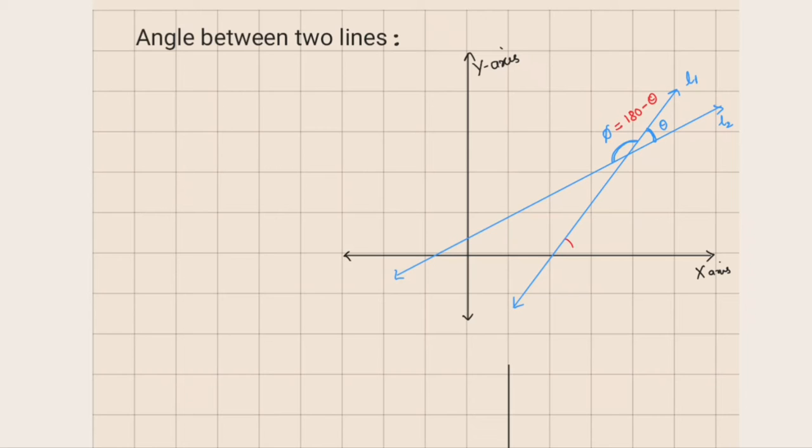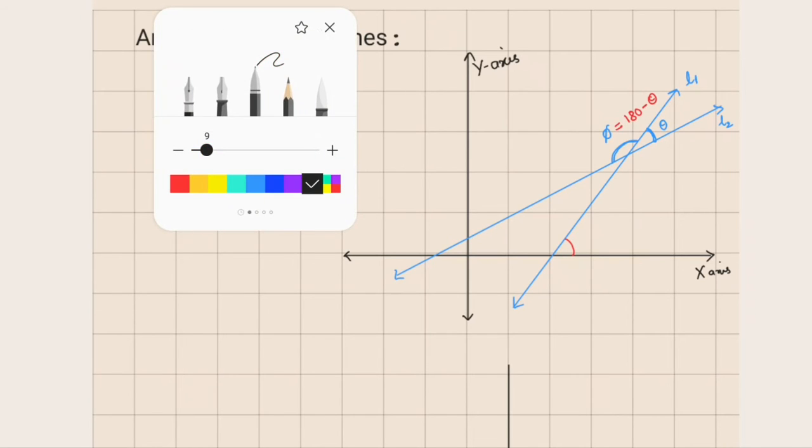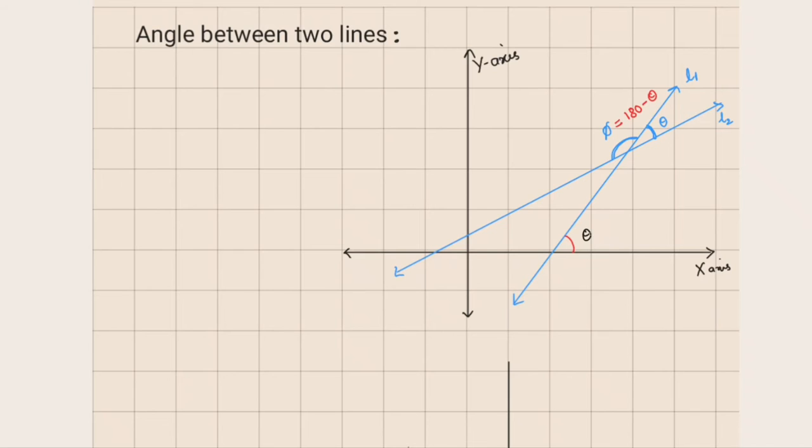Let's say the inclination of line L1 is theta 1, the inclination of line L2 is theta 2, and the intersection point is some P, and the intersection points of these two lines with the x-axis are Q and R. So we need to find the angle theta in terms of the slopes of these two lines. As we know the inclinations, we will get the slopes.